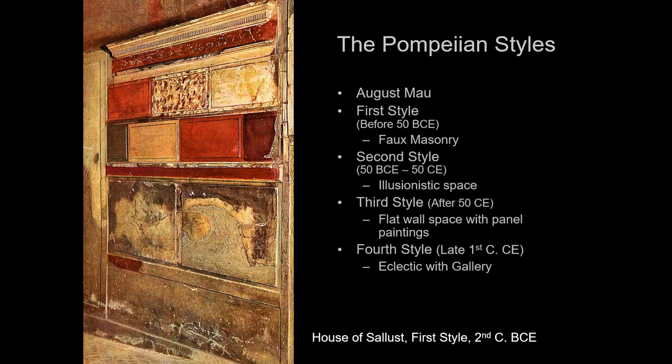So the first style was very simple. You just wanted a wall that wasn't a plain wall, so you would decorate it with faux masonry. So here you see a wall that has been drafted in plaster, and then the plaster blocks have been painted to resemble marble or colored stone. So this was the first style, and it's just a very simple, very easily recognizable style called faux masonry.